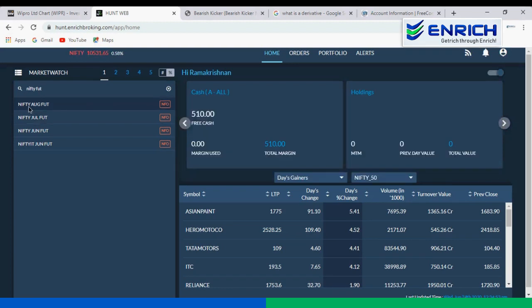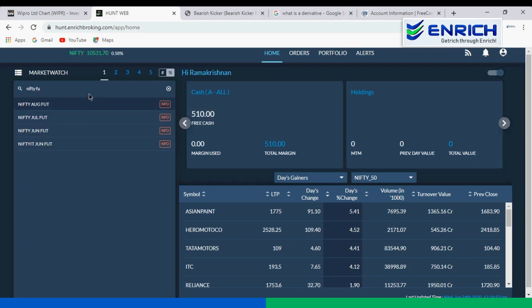So in this case, Nifty June is the first month and is called the near month. Nifty July is the second month and is referred to as the next month. And Nifty August is the third month and is called the far month. So after every month, the next month or the subsequent months will be called the near month, next month, and far month in order of the months.